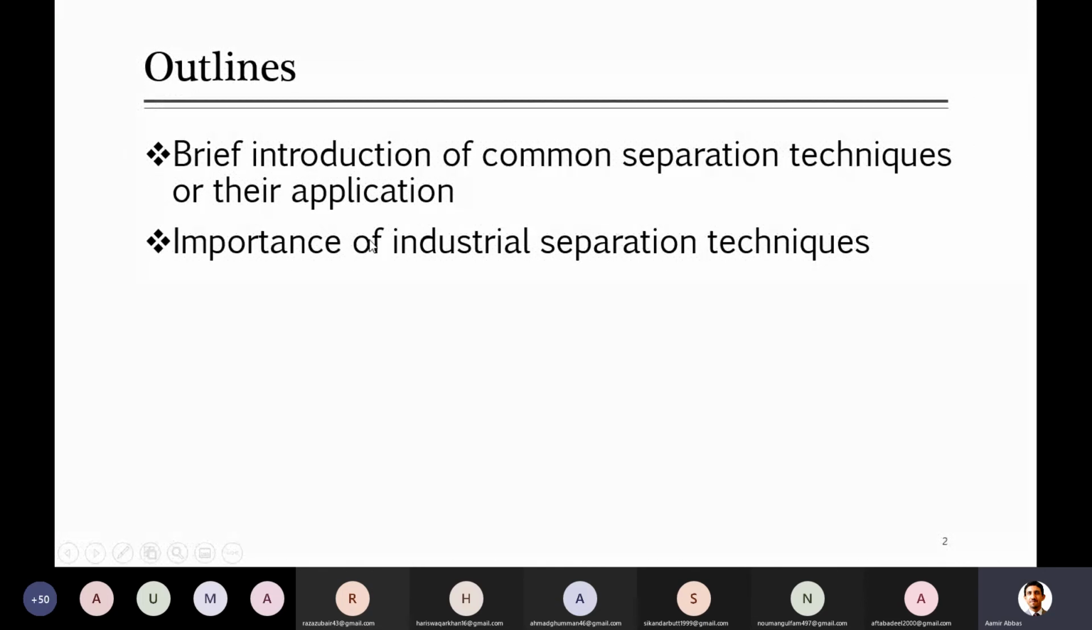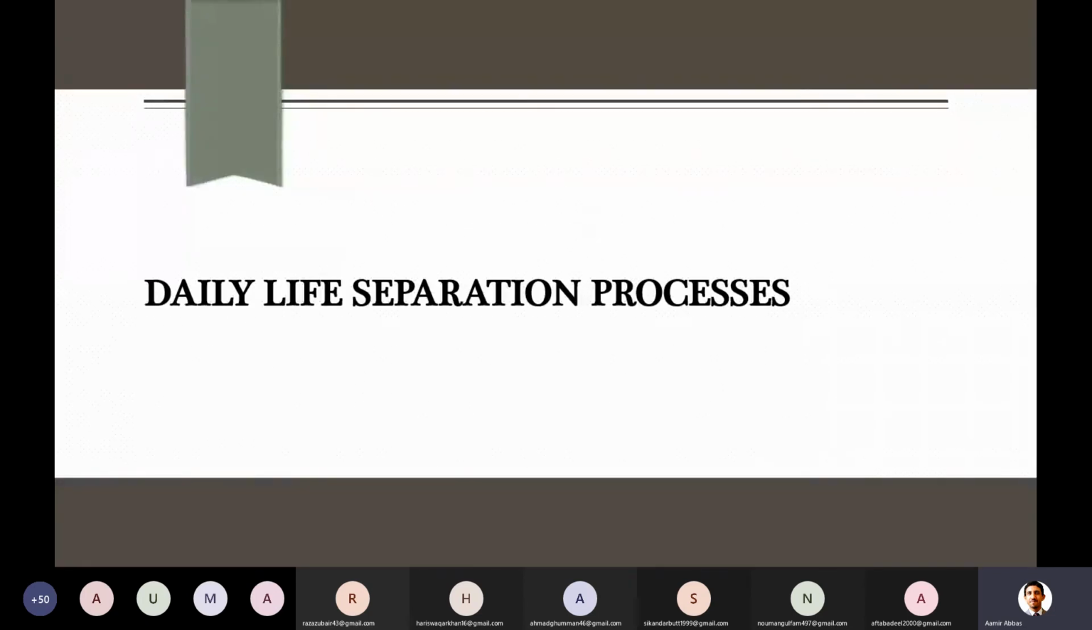Then, the major part initially is these common separation techniques, and then there is the importance of industrial separation techniques. Being chemical engineers, why are we going to study this subject? As I already told you yesterday, you have to study some separation techniques, but why are they important on industrial scale for us, why should we have knowledge about these techniques? So let's look first at daily life examples, and we have to figure out which separation technique this process is similar to.